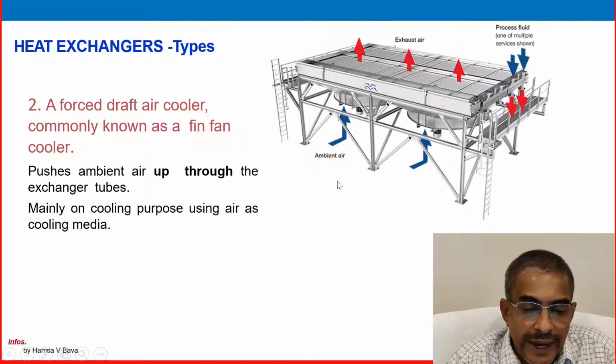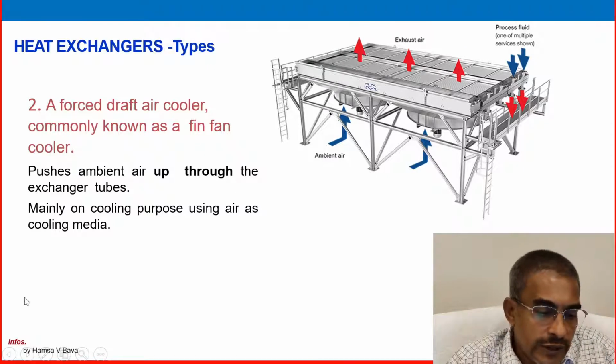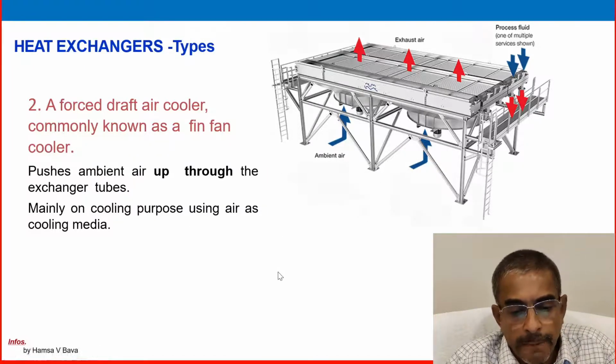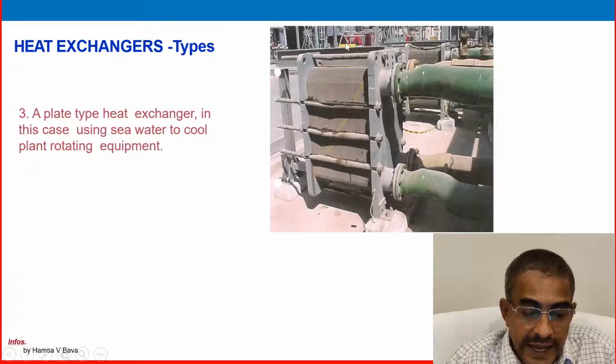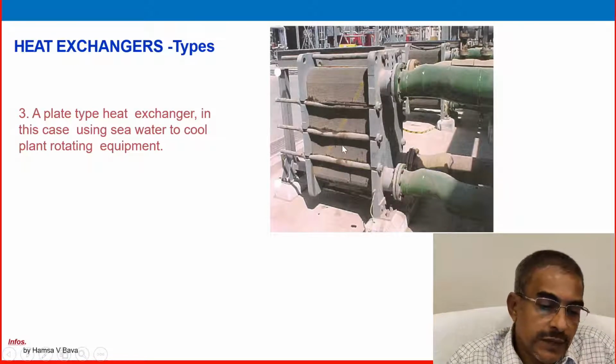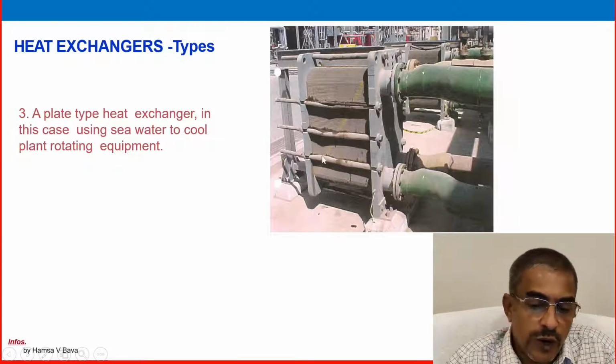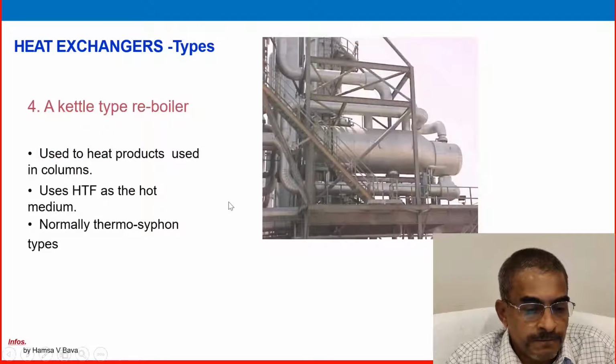It uses ambient air as the cooling fluid, pushing ambient air up through the exchanger tubes, and fins are used here. The tubes carry the hot fluid, mainly for cooling, using air as the cooling media. Another type is the radiator type, which is used in our car. In this one, seawater is used for cooling purposes for rotating equipment.